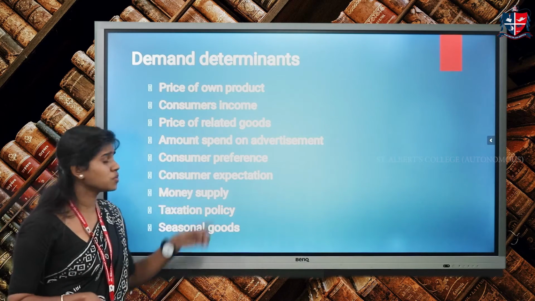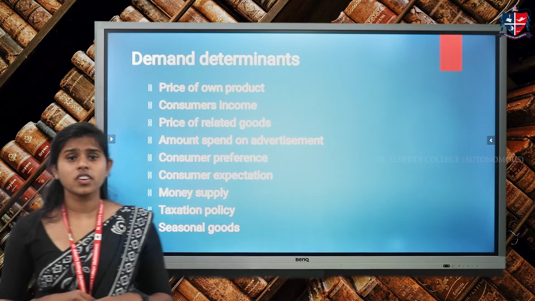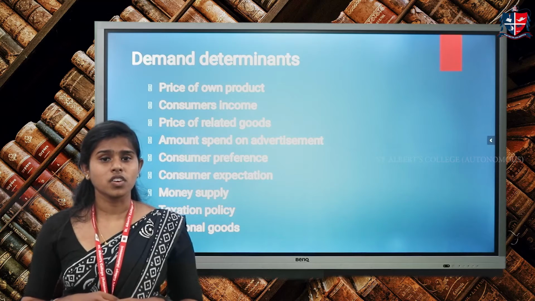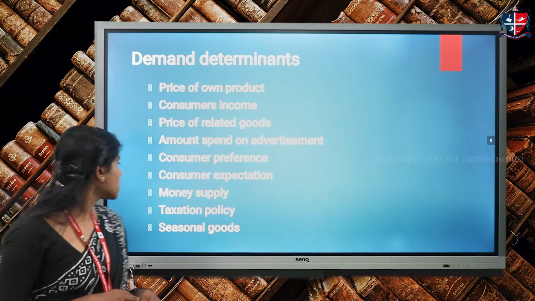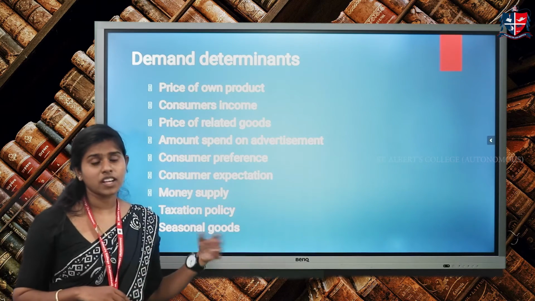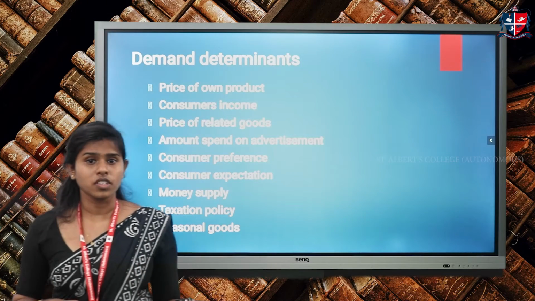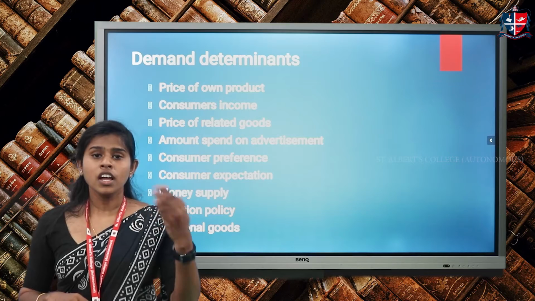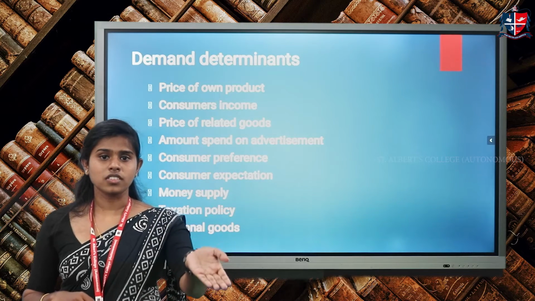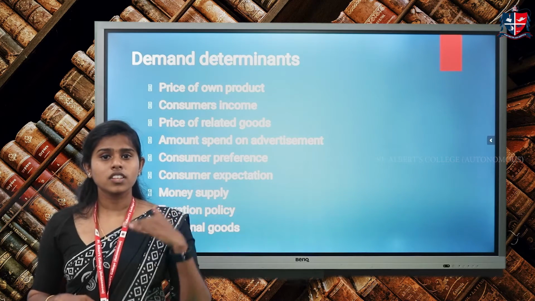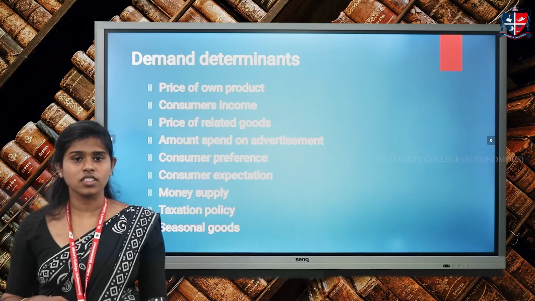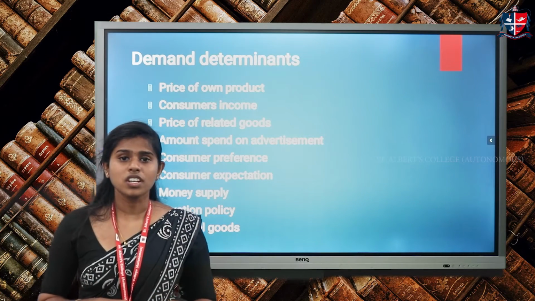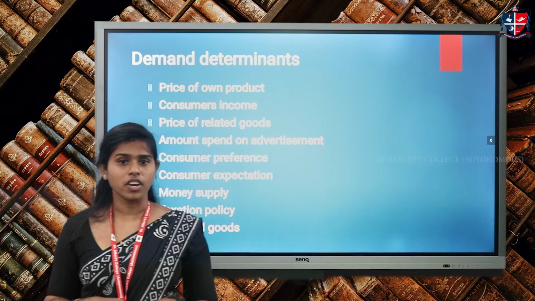And next is the consumer preference. The consumer preference, or the taste and habits of the consumer, will have a strong impact on demand determination. And next is the consumer expectation. The consumer will predict what will happen in the future. Maybe they think that the price of a particular commodity will be low in the next 3 or 4 years. Then the consumer will shift the purchasing decision to the future. So consumer expectation is also another factor determining the demand for a commodity.